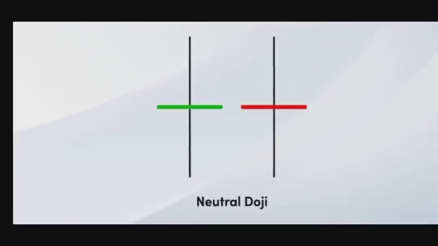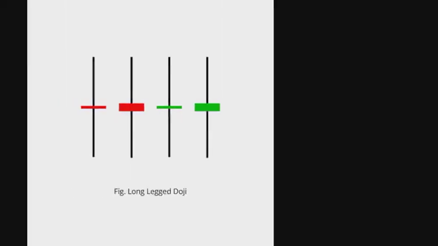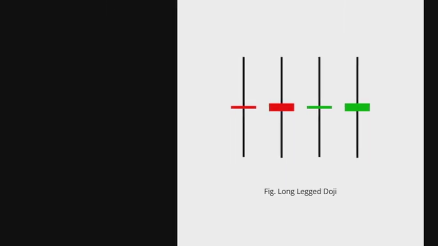We have different types of the doji candlestick pattern. We have the neutral doji. The neutral doji has equal upper and lower shadows, indicating complete indecision. 2. The long-legged doji. The long-legged doji has a long upper and lower shadow, showing significant price fluctuation but no trend direction.